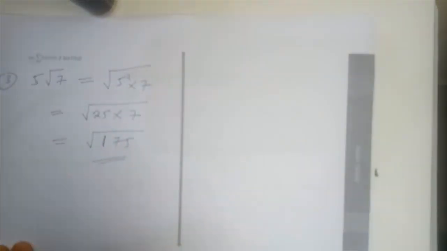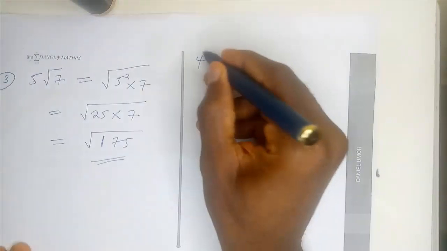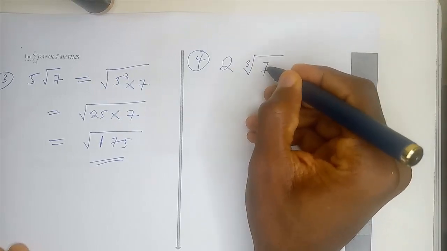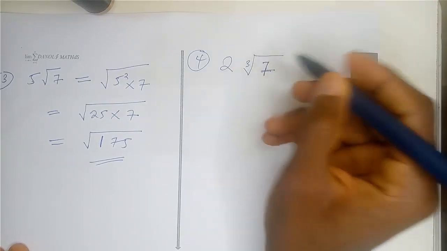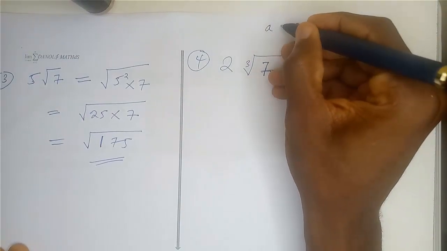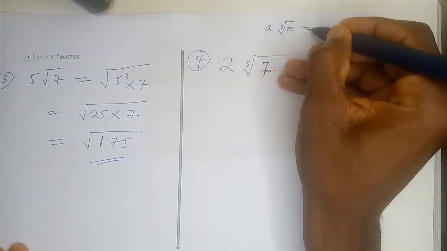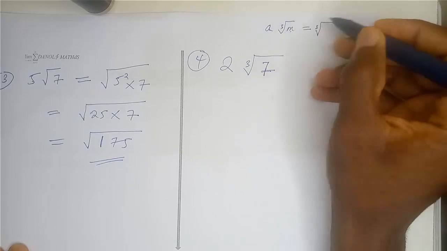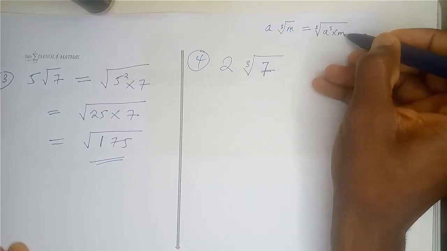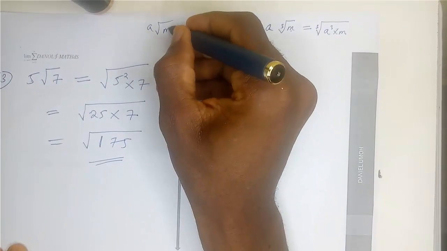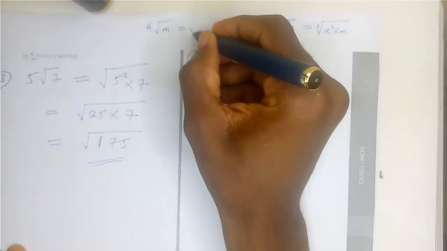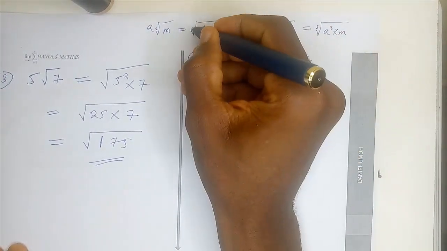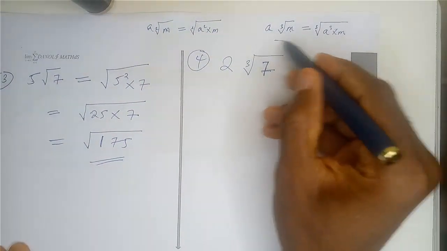So now, the next one here, number 4. 2 cube root of 7. Now, please, I want you to take note of this. Remember the rule that a cube root of m equals to cube root of, when you push this a in here, because it was a cube root, it becomes a cube times m. For a square root of m, when you push this a here, it becomes square root of a square times m. You know, in square root, we don't need to write 2 because it's already a square root. So please take note of this concept.